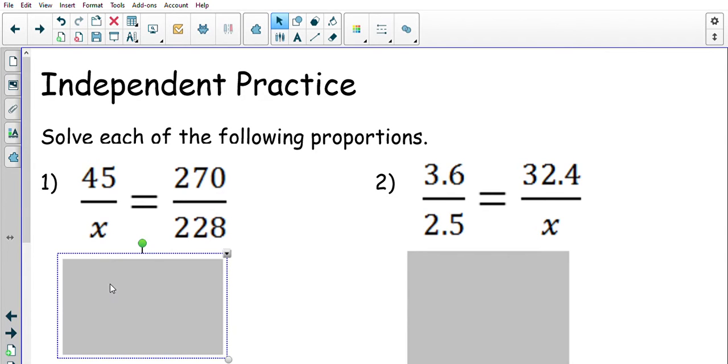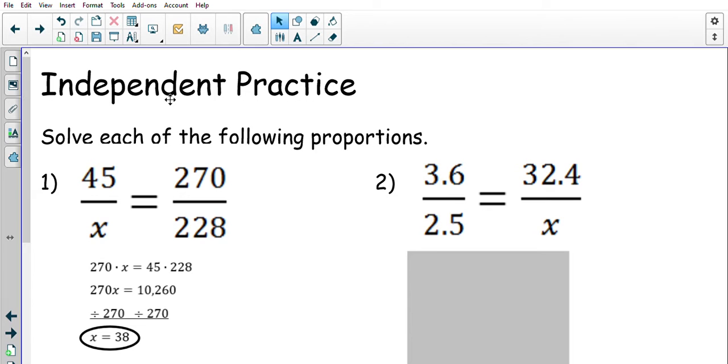All right, I hope these problems went pretty well for you. Number 1, you should have gotten 38 for your solution. 270 times x and 45 times 228, which is 10,260. Divide both sides by 270 to get x equals 38.